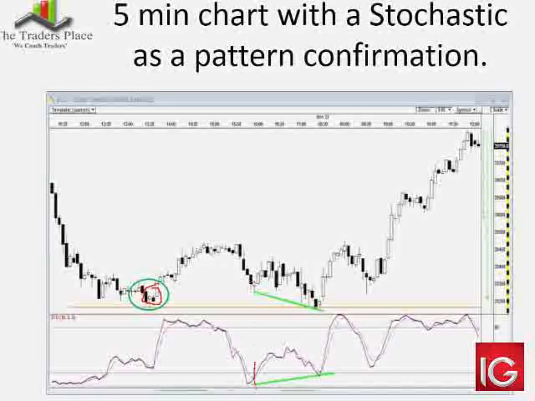The stochastic went oversold. Price then moved up a little bit, failed to make a new high, pulled down, and again found support with a Harami candle pattern, and we had stochastic divergence confirming this trade, and that was a pretty decent 5-minute chart.